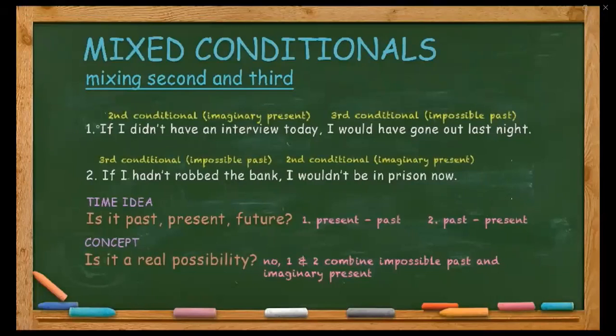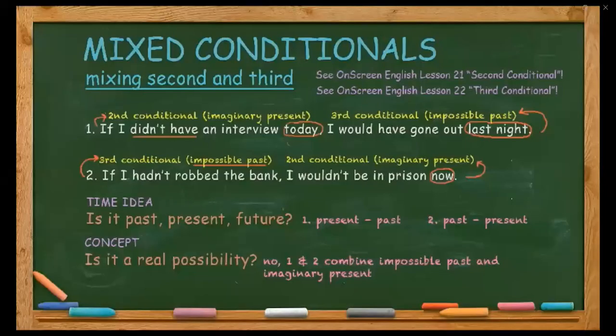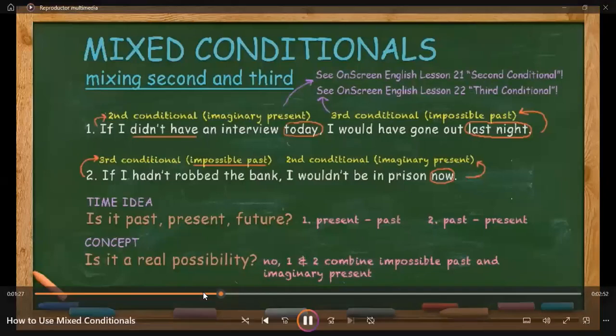Sentence 1 begins with a second conditional, imaginary present, if I didn't have an interview today, and it finishes with I would have gone out last night, third conditional, impossible past. Sentence 2 begins with the third conditional, impossible past, if I hadn't robbed the bank. And it ends with the second conditional, imaginary present, I wouldn't be in prison now. Conditionals, see On Screen English lesson 21 and lesson 22.